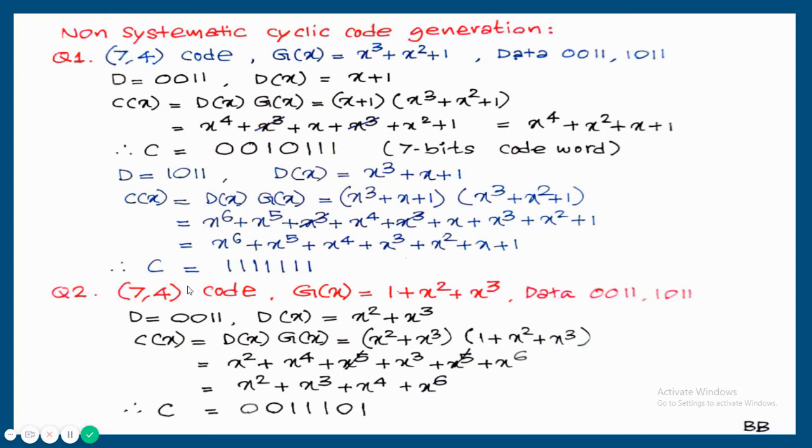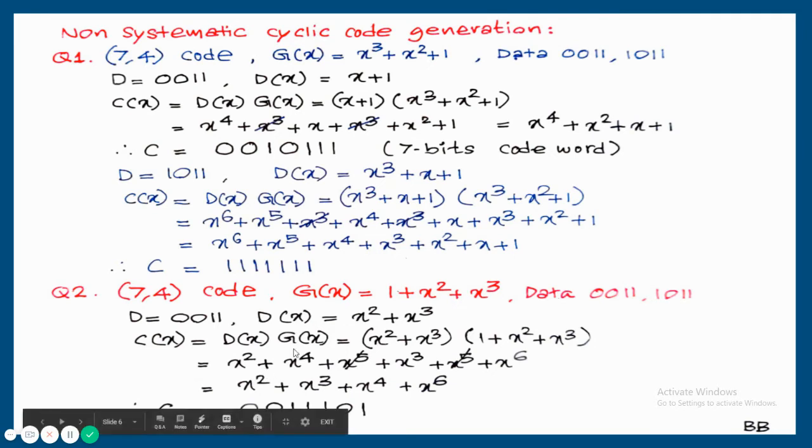Question number 2, 7,4 code, g of x, I'm just writing like this, 1 plus x square plus x cube. So the polynomial can be written as x cube plus x square plus 1 or 1 plus x square plus x cube. If it is given like this, then our data also should be converted into the same format, like 0011. That should be converted like this, 1 plus x square plus x cube. So the first two bits are 0, that is only x square plus x cube. The remaining part is the same, just do the multiplication.